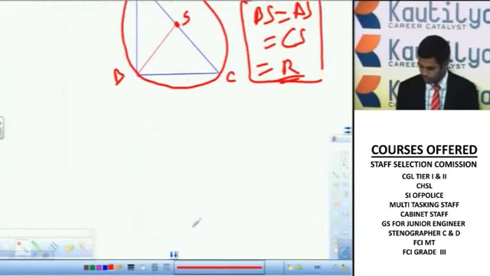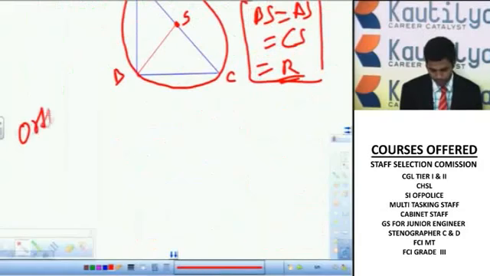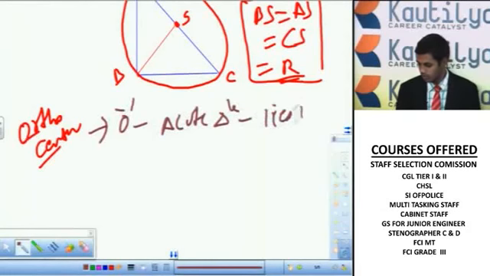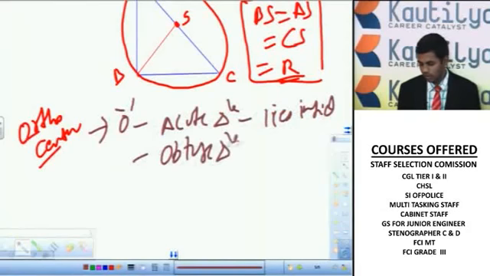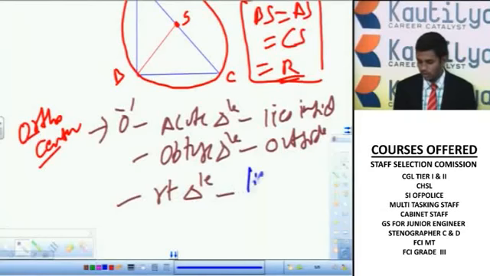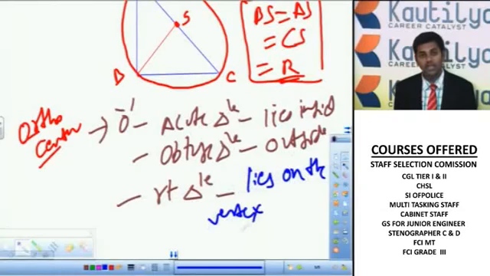Coming to the orthocenter next. For an acute triangle, the orthocenter is lying inside, and for an obtuse triangle it lies outside, whereas for a right angle triangle the orthocenter lies on the vertex containing the right angle.